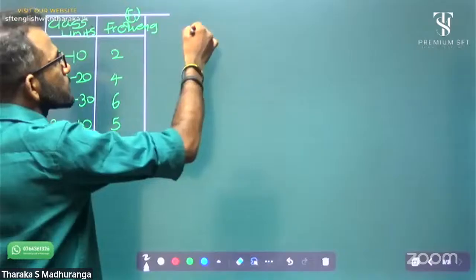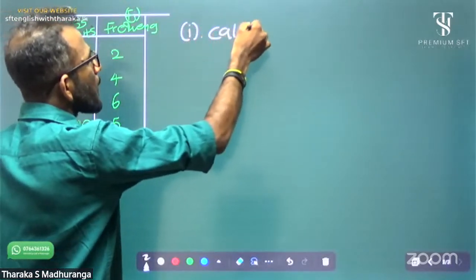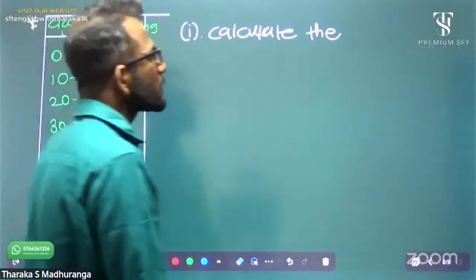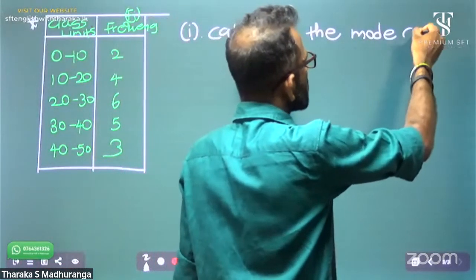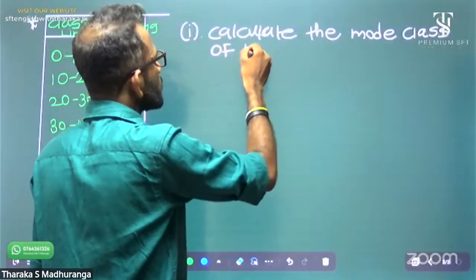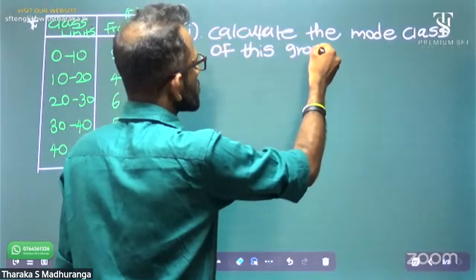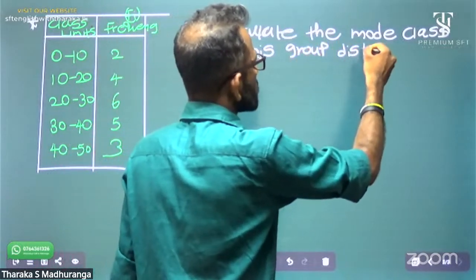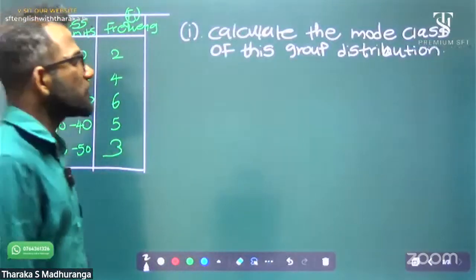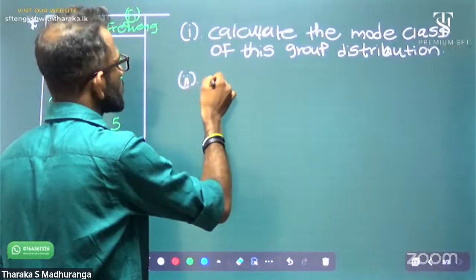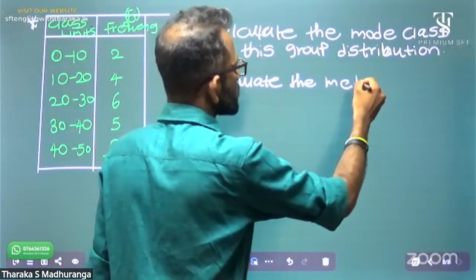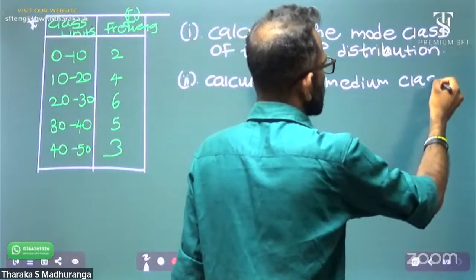And the questions. Part 1: calculate the mode class of this group distribution. Calculate the mode class of this distribution. The second one: calculate the median class of this distribution.